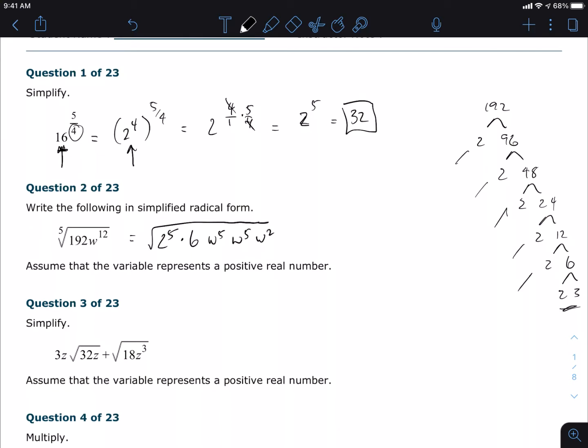And the reason that I did that is because each 5th power will come out once. So I'll get 2 times w, and then what's left inside of the root is going to be my 6 and my w squared. So that's going to end up giving me an answer of 2w times the 5th root of 6w squared. I should say that correctly. So here's that, and that's the answer to that one.